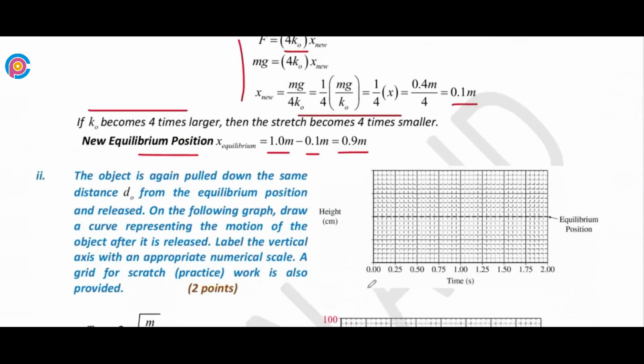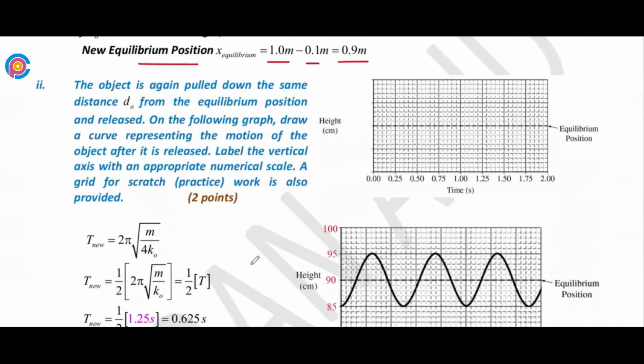Okay. Now the object is again pulled down the same distance d naught from the equilibrium position and released. On the following graph, draw the curve representing the motion of the object after the release. Label the vertical axis with an appropriate numerical scale. A grid for scratch practice is also provided. Okay.